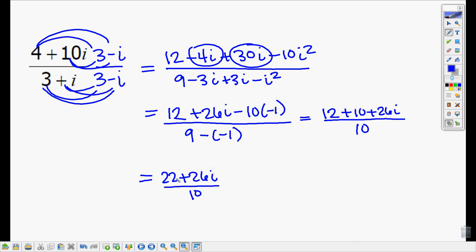So then I'm going to have 12 plus 10 is 22 plus 26i over 10. Again, we're trying to achieve that a plus bi form, so I'm going to break it apart. 22 over 10 plus 26 over 10i. And I need to simplify, so I'm going to reduce by a factor of 2. This you can put in your calculator, math enter, if you need to. 11 over 5 plus 13 over 5i.